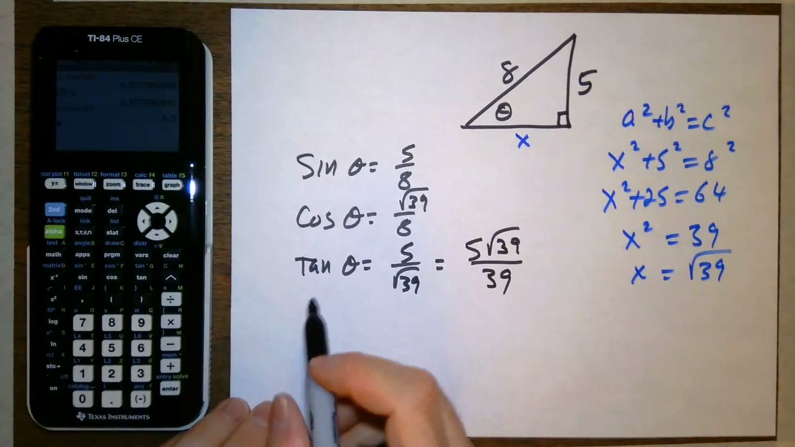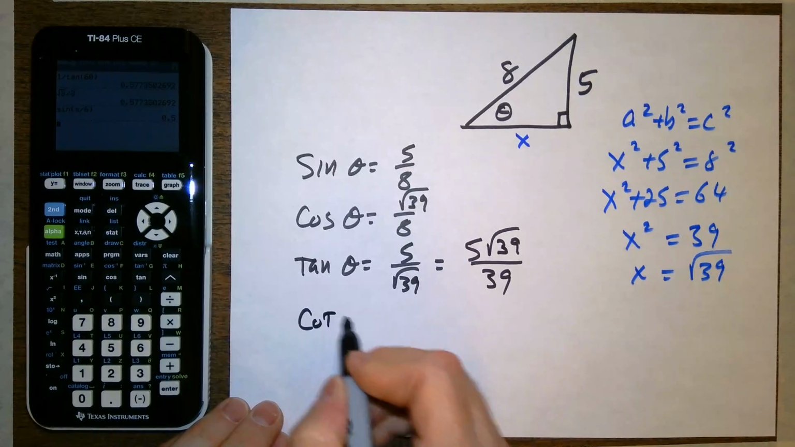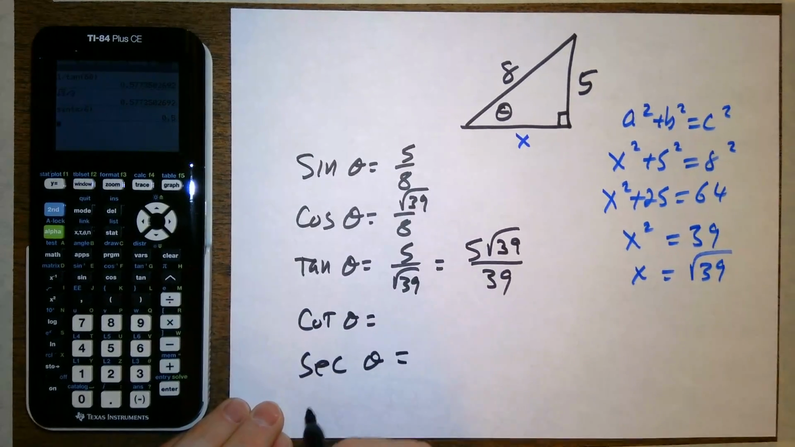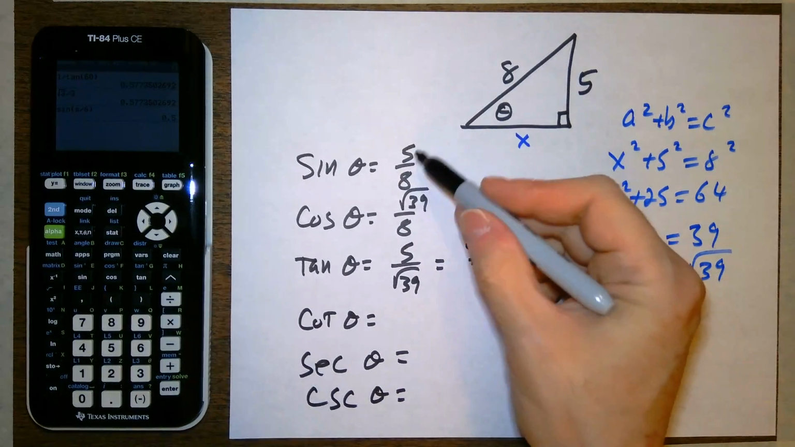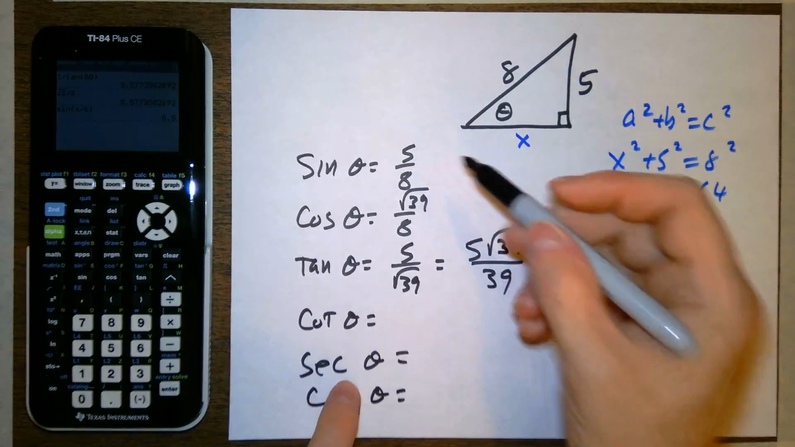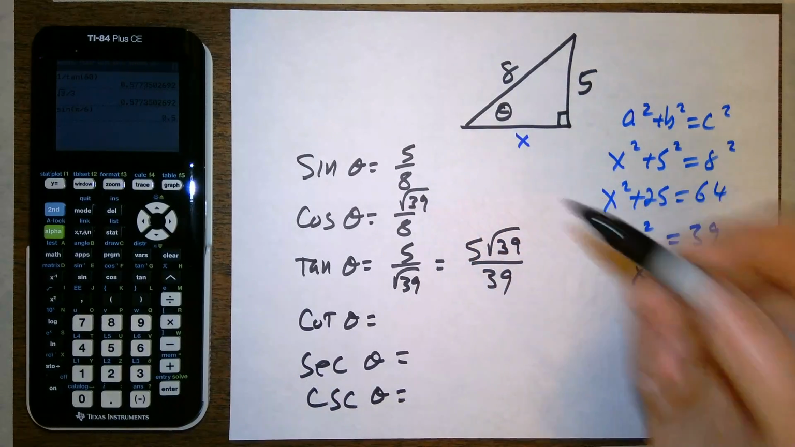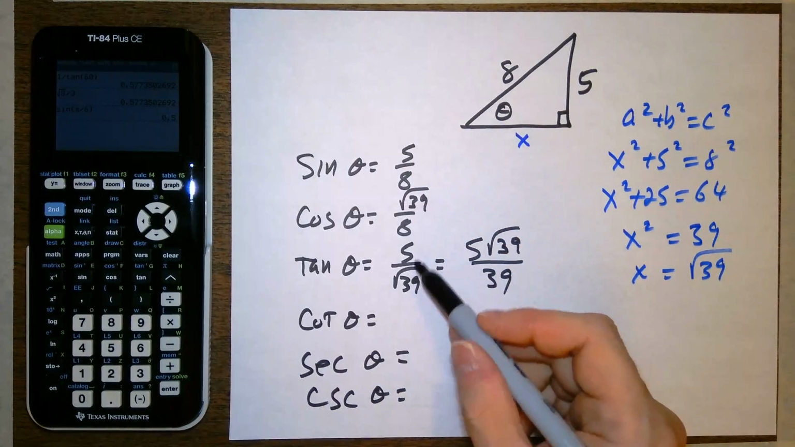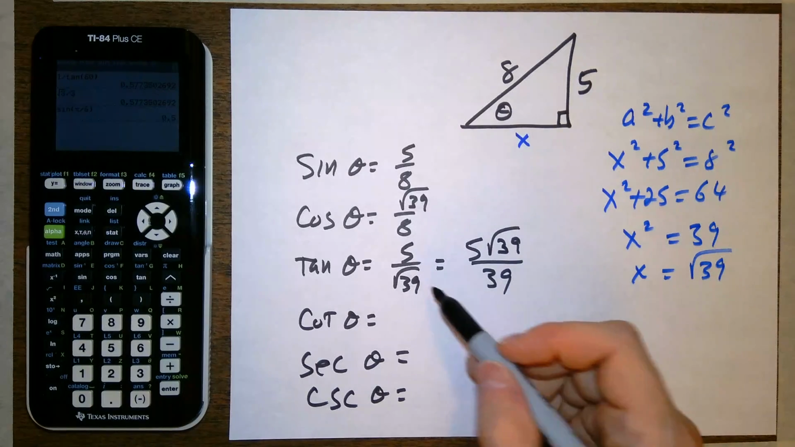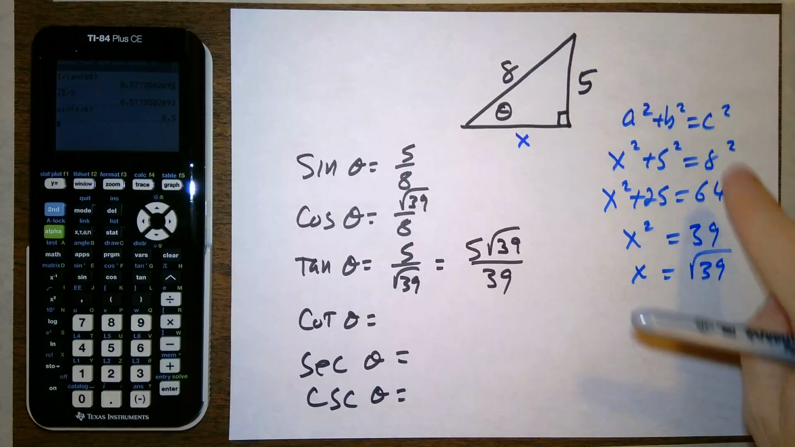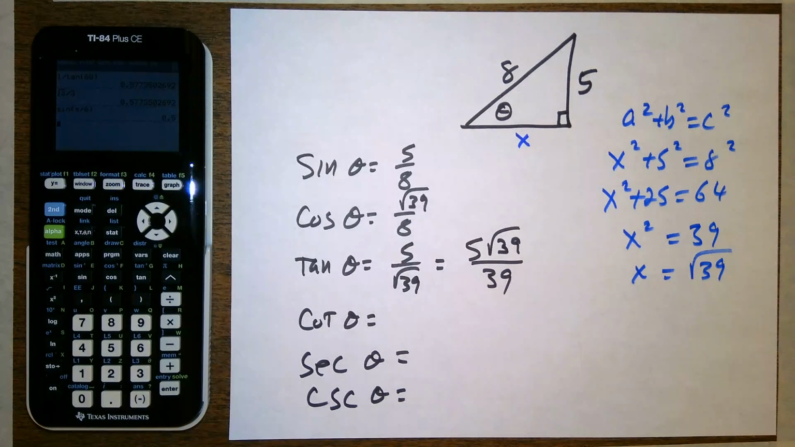And then I'll leave you to finish it and do the cotangent, secant, and cosecant. And of course the cosecant is going to be 8 over 5. The secant is going to be 8 over root 39, rationalize the denominator. And the cotangent is going to be, flip this, root 39 over 5. So sometimes we might not have all of the information. We have to use the Pythagorean theorem to find a missing side.